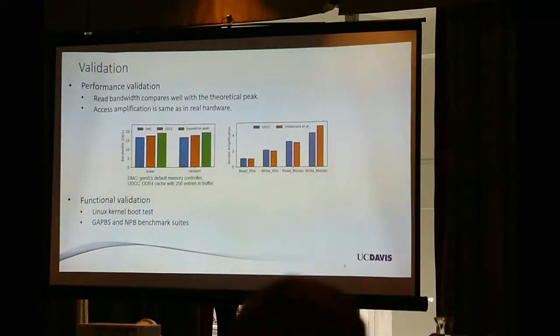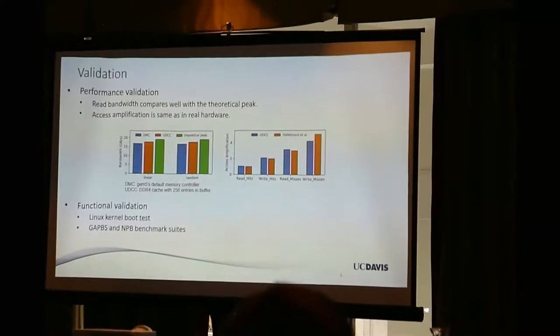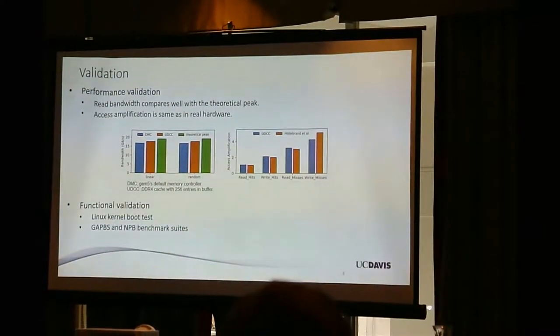In order to validate our model, we have performed two types of validation. The first one is a performance validation, where as the first step, we configure UDCC with a DDR4 cache with a buffer size of 256. We fed this UDCC with an access pattern where all of the accesses were reads and they were supposed to be all hits in the DRAM cache.